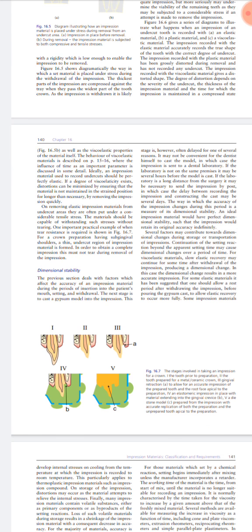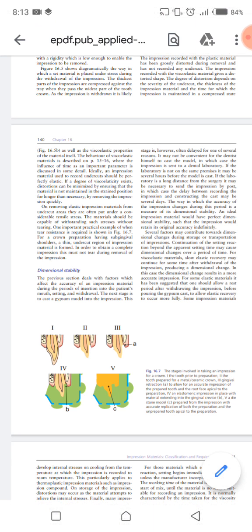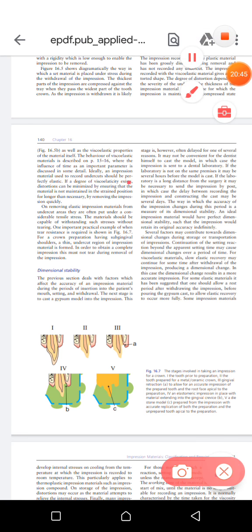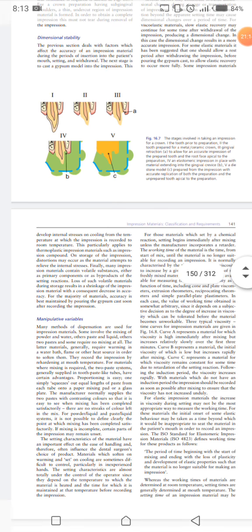And here you can see if a degree of viscoelasticity exists, deterioration can be minimized by ensuring that the material is not maintained in the strained position for longer than necessary, by removing the impression quickly. Okay, and after that the whole para, you need to read the whole para. So we are done with the accuracy, and now we will be studying the dimensional stability.